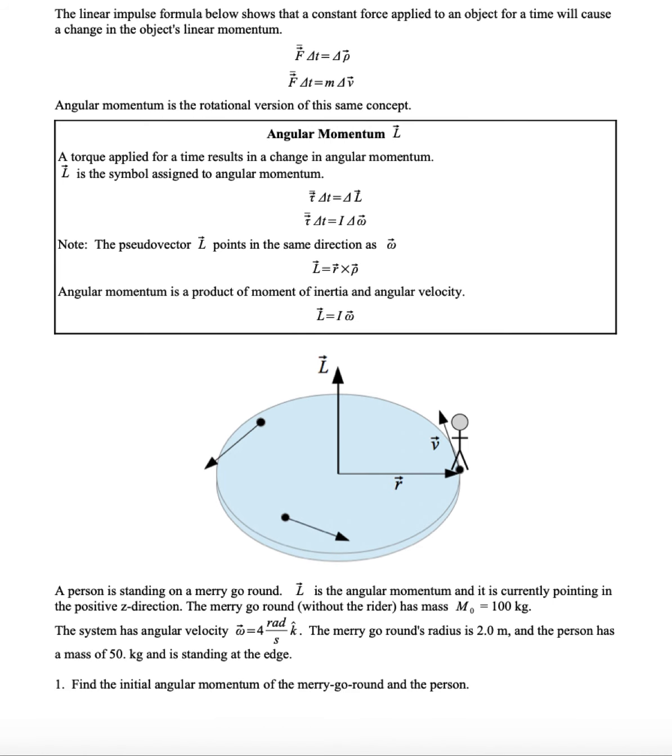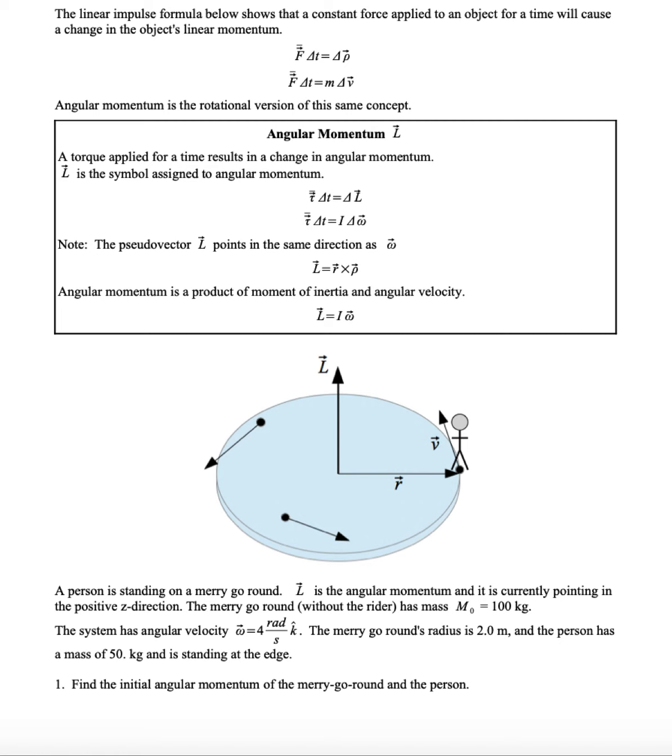A person is standing on a merry-go-round. L is the angular momentum vector. It points in the positive z direction, which is off of the surface of the merry-go-round. Let's say the merry-go-round has a mass of 100 kilograms itself, and then the person has a mass of 50 kilograms. And let's say the whole system is rotating with an angular velocity of 4 radians per second, k hat.